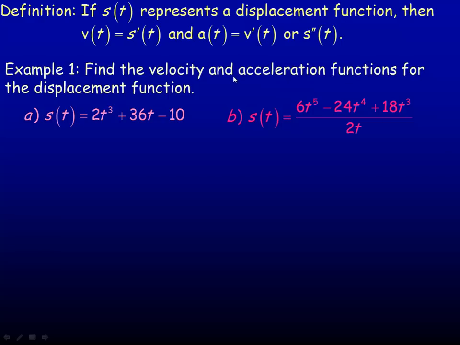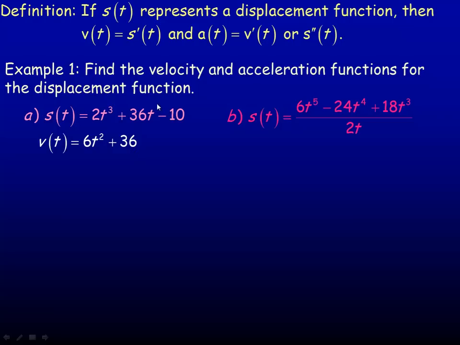In this example, we're asked to find the velocity and acceleration functions for each of these displacement functions. So we're using the power rule here to differentiate this. The derivative of 2t cubed: remember, bring the 3 down, 3 times 2 is 6, and decrease the exponent by 1. So the derivative of 2t cubed would be 6t squared. The derivative of 36t would be just 36.